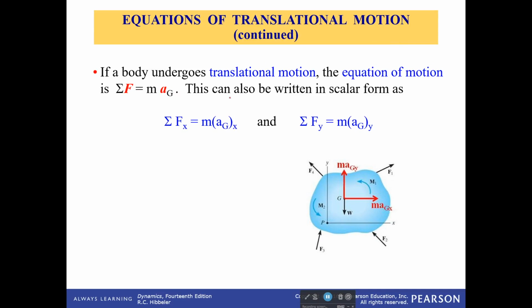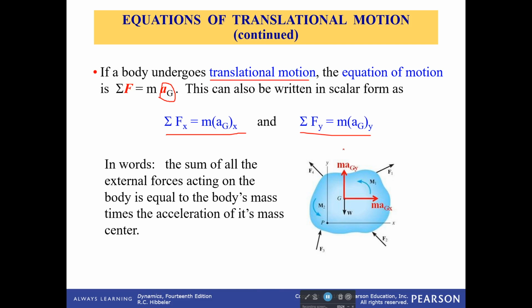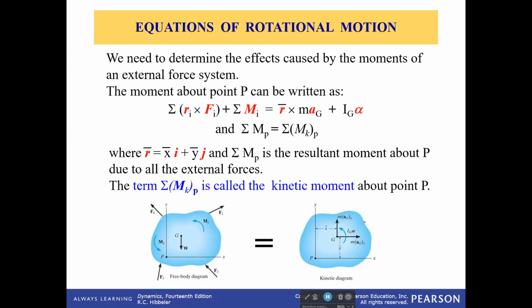Now, if the body undergoes translational motion, then the equation of motion is simply force equals mass times acceleration. In this case, though, we're saying acceleration of the center of gravity because that's just taking into account all of that mass and putting it at a single spot. If you want to, you can write that in these scalar forms right here. So all those external forces acting on the body are going to be equal to the total mass of the body times acceleration of its mass center.